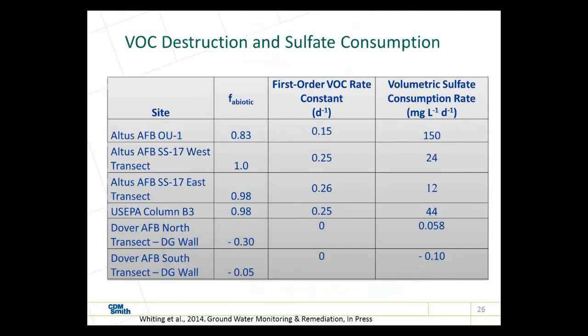And what does this look like? Well, if we take a look at these data I presented before and we compare this to the volumetric sulfate consumption rate, we find in cases where we have high first-order rate constants and high abiotic fractions, we have high volumetric sulfate consumption rates. And so this is an indication of biological activity, because sulfate likely isn't going to be removed by any other process other than a biological one. And that sulfate is going to sulfide, and that sulfide is important with respect to formation of these iron sulfide minerals. So this is another very practical and easy to calculate parameter that can be very helpful.